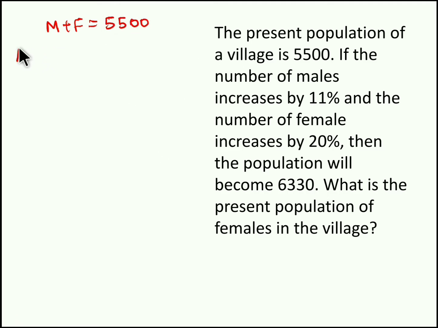Now, the male population increases by 11%. So this 100% becomes 111%, which means 111 by 100. And the female population, 100% of the female population, increases by 20%, which is given in the question. So the female population becomes 120%, so 120 by 100. Now the total population becomes 6,330. Now you have two equations, m plus f equal to 5500, and a second equation. When you solve these two equations, you will get the total number of females in the village.